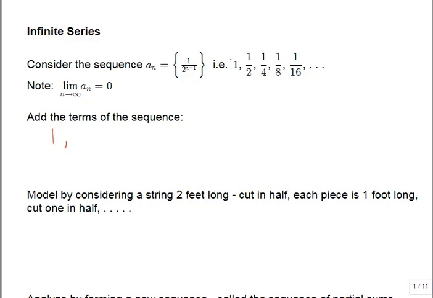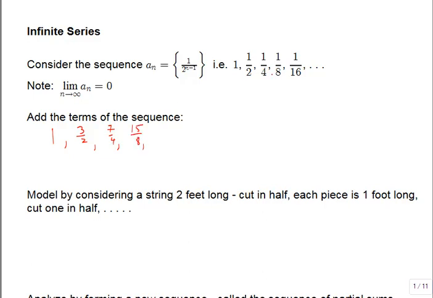So first we've just added the first term by itself. Now we're going to add the first two terms together. So 1 plus a half is equal to 3 halves. Then we're going to add the first three terms together. So 1 plus a half plus a fourth turns out to be 7 fourths. And then we're going to add the first four terms together, so 1 plus a half plus a fourth plus an eighth, which turns out to be 15 eighths.